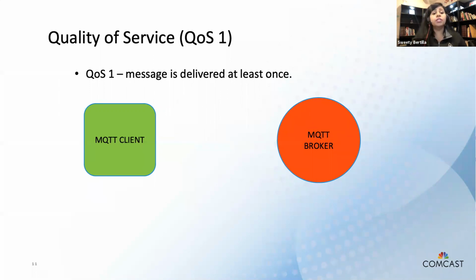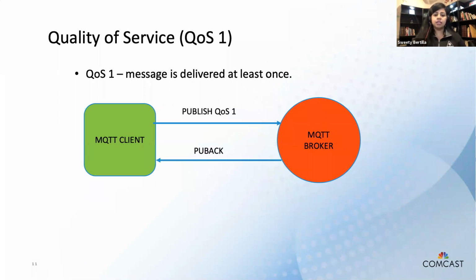But then there is quality of service 1. What this does is it makes sure that at least once you get the message. That means you might get the message more than once. Let's see how it works. Here is an MQTT client publishing a quality of service 1 message, and it doesn't remove the message from the client. It still saves the message until it gets an acknowledgement from the MQTT broker. The MQTT broker doesn't wait to send the acknowledgement to transmit the message. It just publishes the message to all the clients who are waiting for it and then sends the acknowledgement.